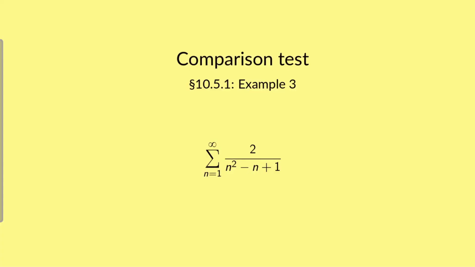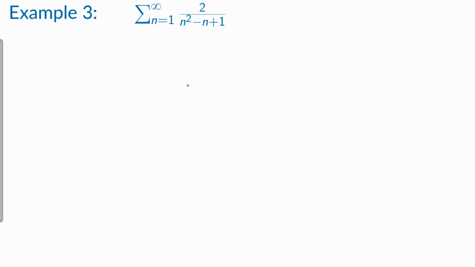This next example is going to be a little bit more delicate in that it won't be immediately obvious what the correct thing to compare with will be. Here we're going to look at the series where we take the sum from n equals 1 to infinity of 2 over the quantity n squared minus n plus 1. Now the interesting feature about this series is that it's perhaps not immediately obvious what we should compare it to.